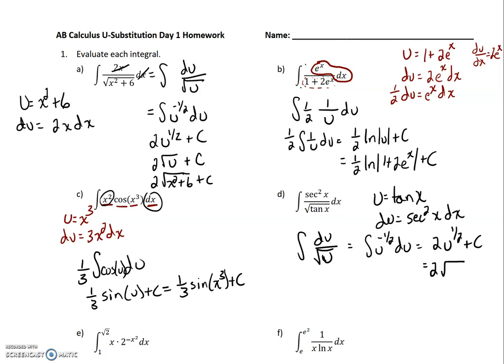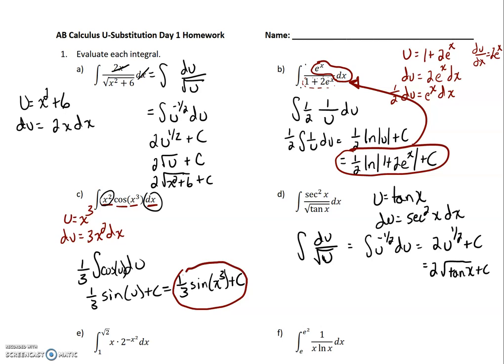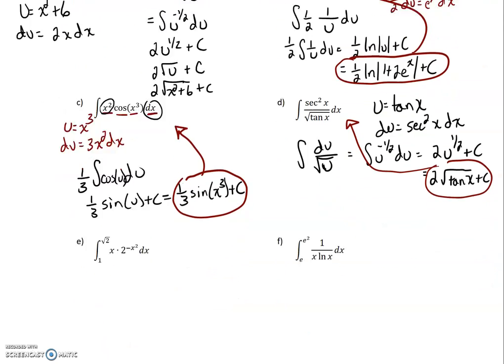This is the square root of tan x plus c. Remember, one of the nice things about these problems is we can always check to make sure we did things correctly. If I take the derivative of this, I should end up back where I started. And I do there. Okay?